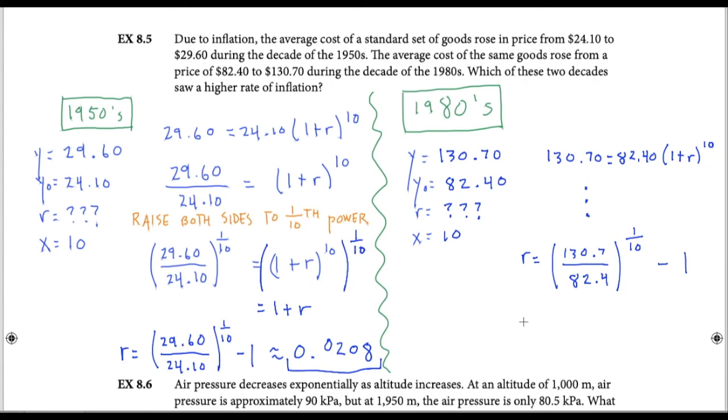Now I could put this into my calculator to get an approximate value, yielding a final value of 0.0472. So I would say that the inflation rate for the 1980s was about 4.7%. So the 1980s had a much higher inflation rate.